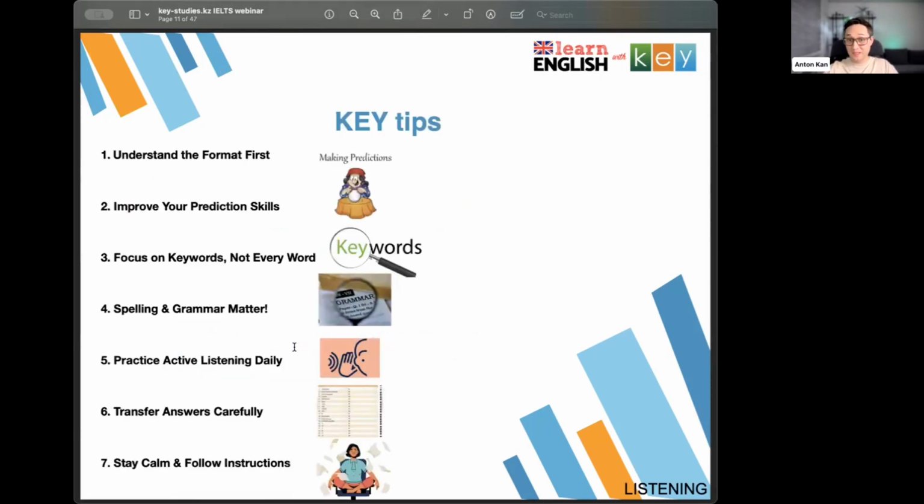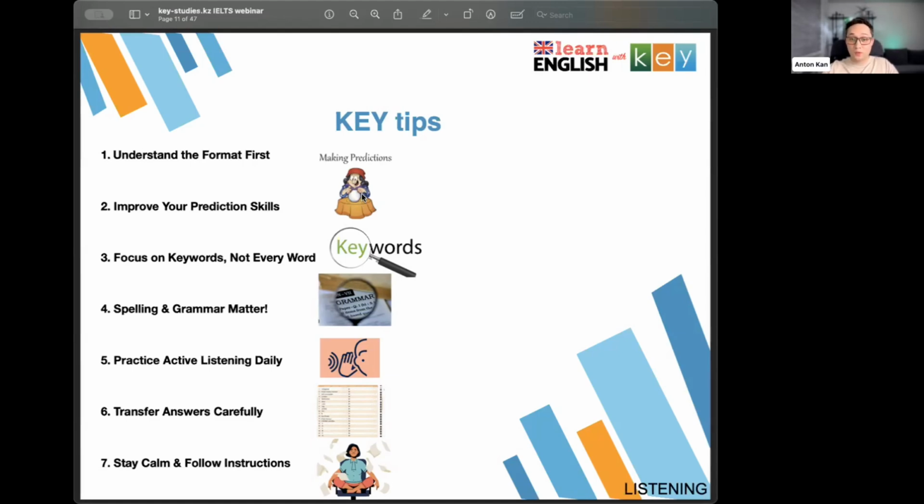So what are the key tips here? Of course, first of all, you need to understand the format and also understand how the test works. You will have to improve your prediction skills as well. For example, you need to read questions before listening, and also it's a very good idea to underline keywords. Try to predict the type of answer. It could be name, number, date, and so on. And also anticipate some synonyms. For example, fee, and the synonym is cost.